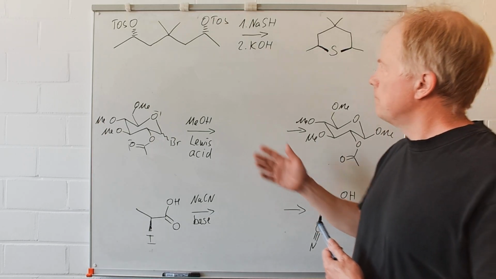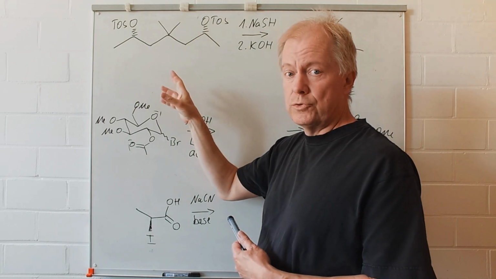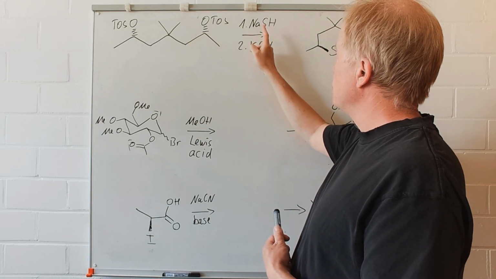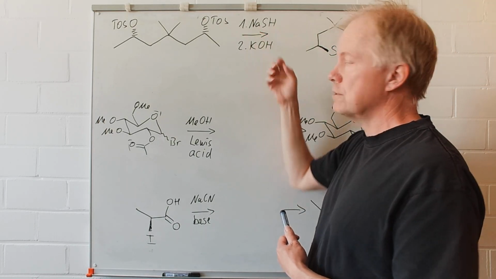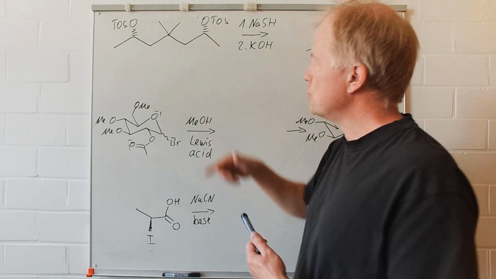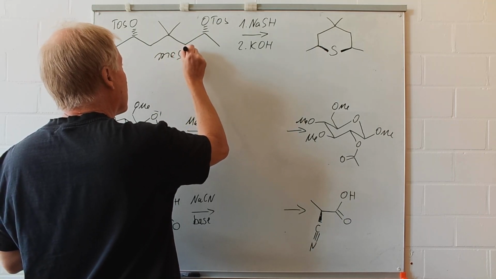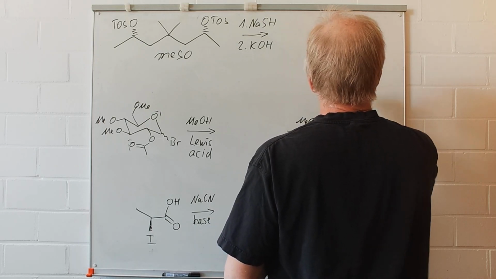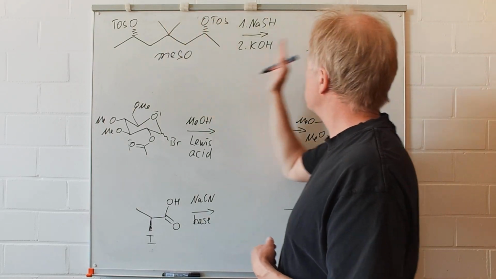First example, the starting material has two tosyl groups as leaving groups. Sodium hydrosulfide is the nucleophile and it is added as one equivalent, only one equivalent. We are starting with a meso compound. This is also meso because in both molecules we have a mirror plane.